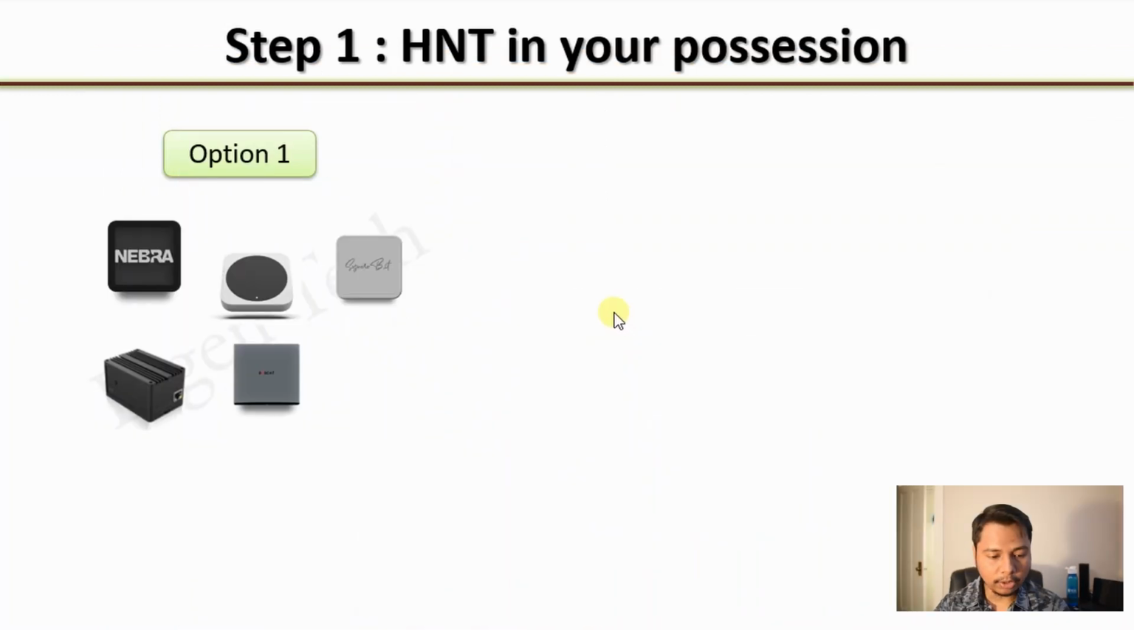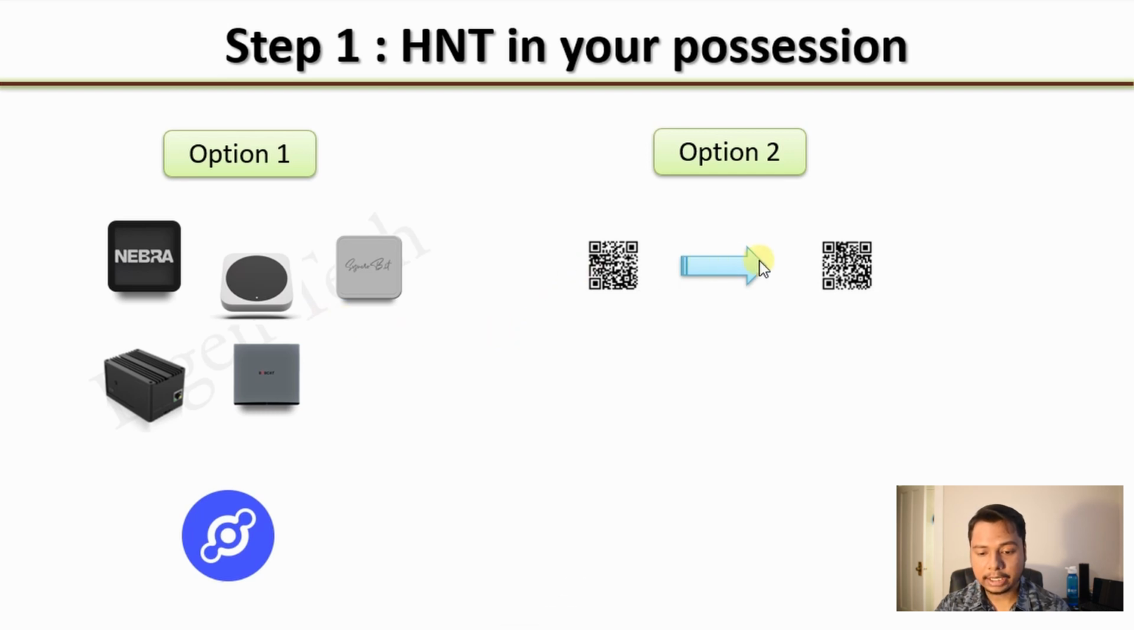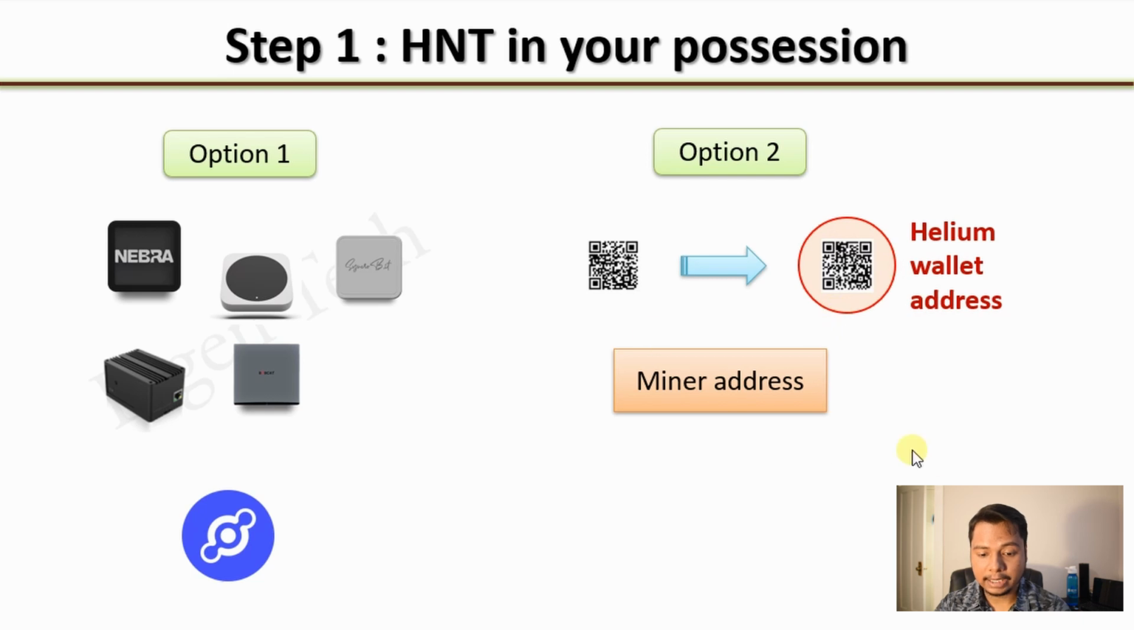Step 1. Having some HNT. Now there are two options. Option 1, you might already own one or more Helium miners. In that case, you are already earning HNT. That's great. Hold your HNT for a minute. Option 2 is to get HNTs from one of your friends. But here you need to be careful. The address of the receiver should be a Helium wallet address. And this might be obvious to you, but believe me, some people have made a mistake. This address should not be the miner's address.